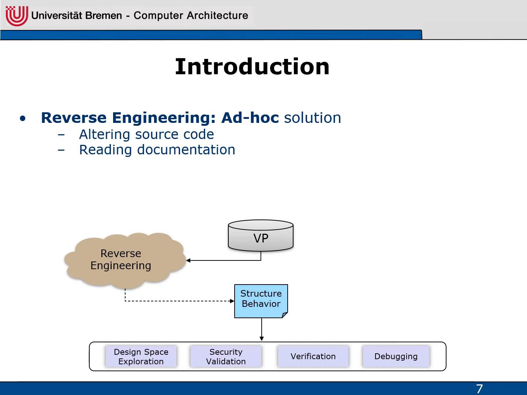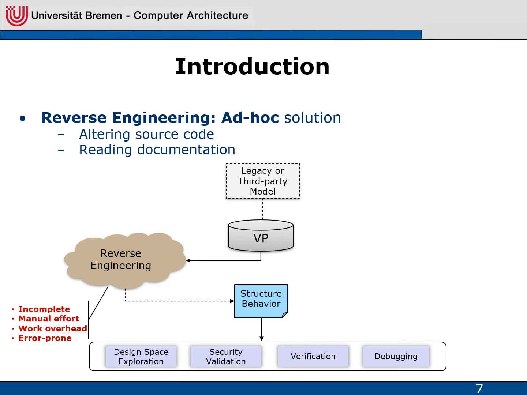A straightforward solution is using some ad hoc methods such as reverse engineering by reading the documentation or manually altering some parts of the source code to extract runtime data. However, the result of this analysis is incomplete, error-prone, and requires lots of manual effort by designers, especially when the VP includes some third-party IPs for which no documentation may be available.